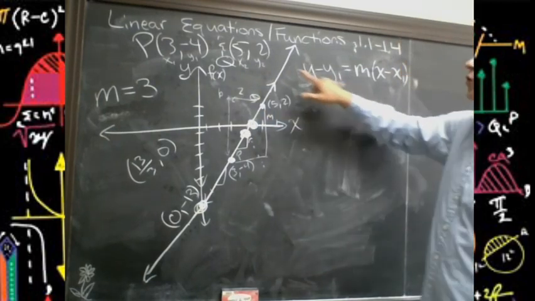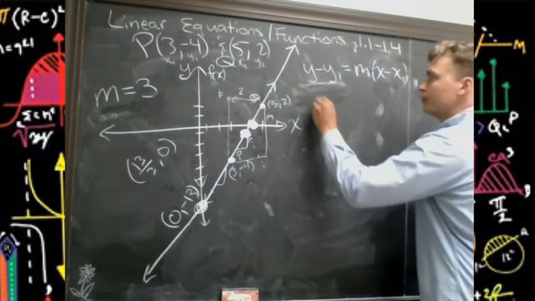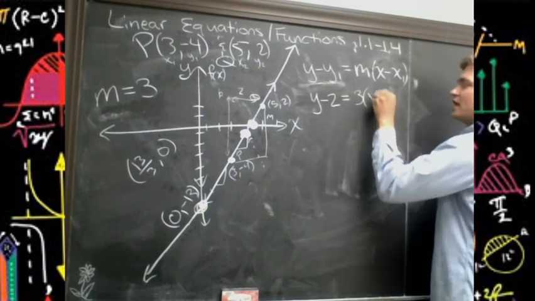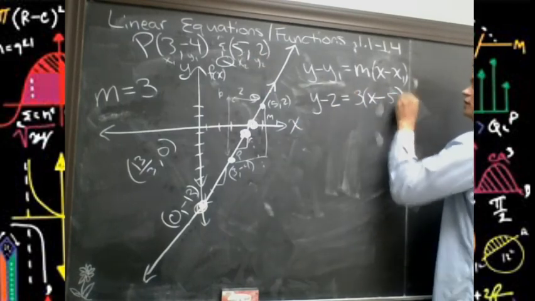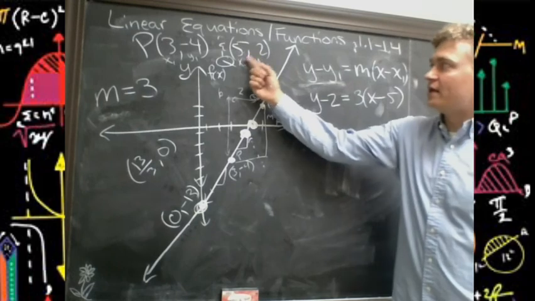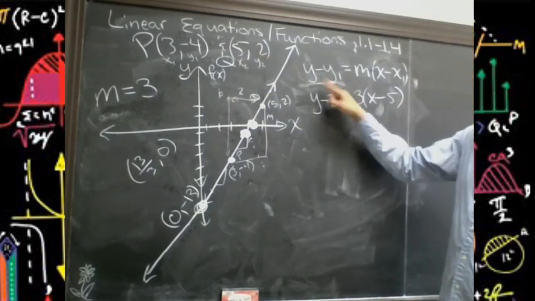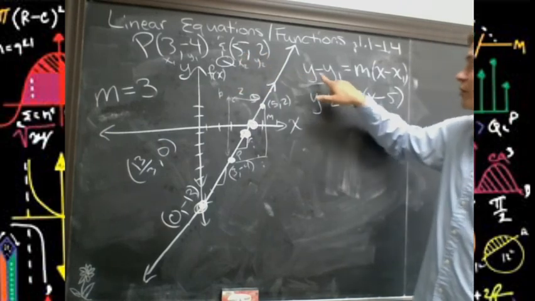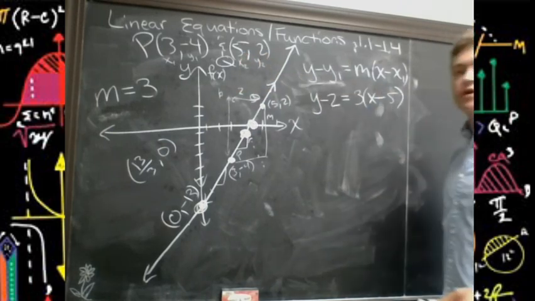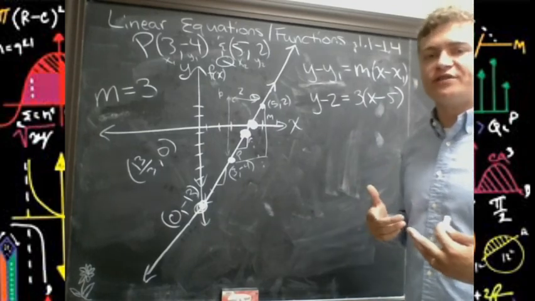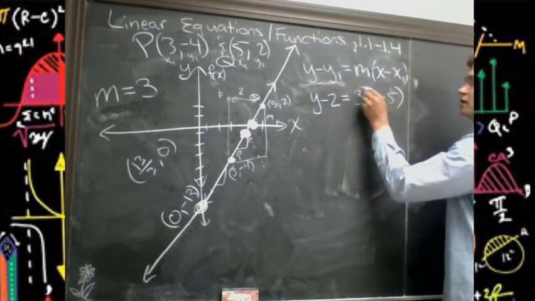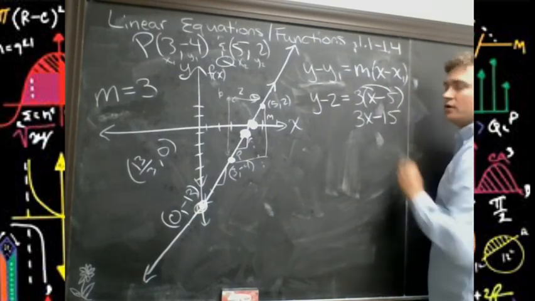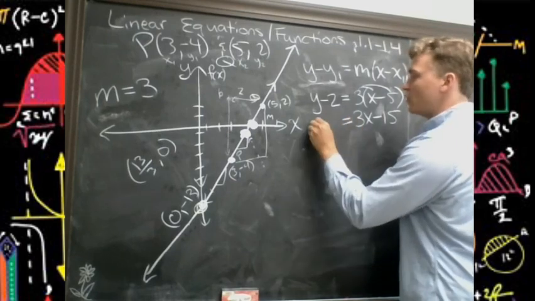Y minus the y coordinate, y minus 2. This equals our slope m times x minus the x coordinate. So plugging in the x and y respectively, notice again, there is a subtraction going on here. These are positive numbers, but these positive numbers are being subtracted. So we're going to start off here. Notice there's a parentheses. The order of operations says get rid of parentheses first. So we'll distribute the 3. Get 3x minus 15. This equals y minus 2.